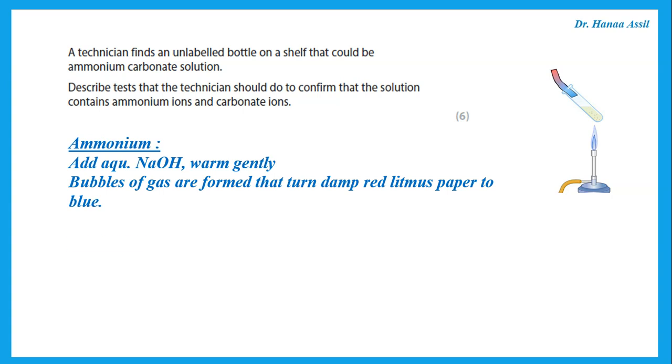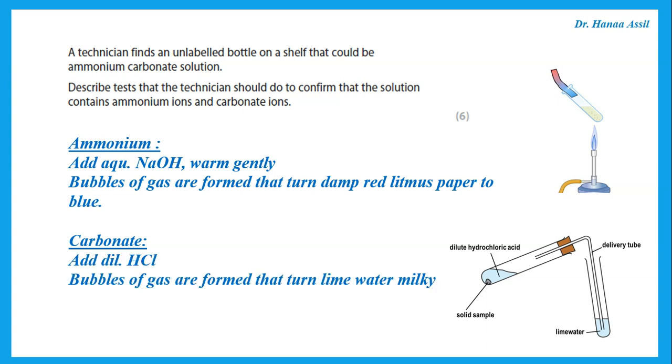How do we test for carbonate? Carbonate, we add dilute HCl. We get bubbles of gas that turn lime water milky. Please remember how to explain the tests, all the tests that you're required to know.